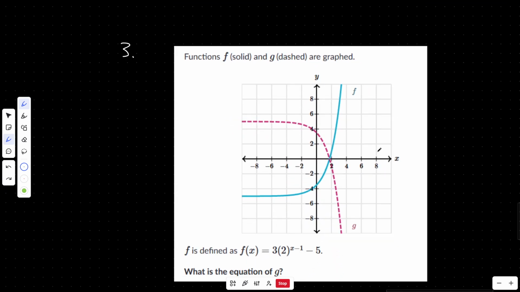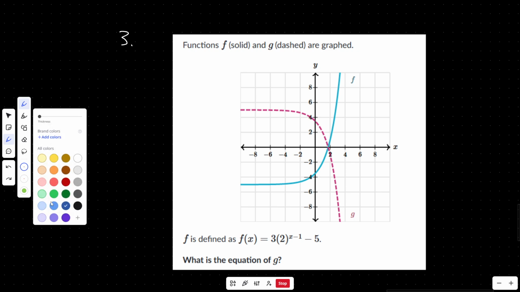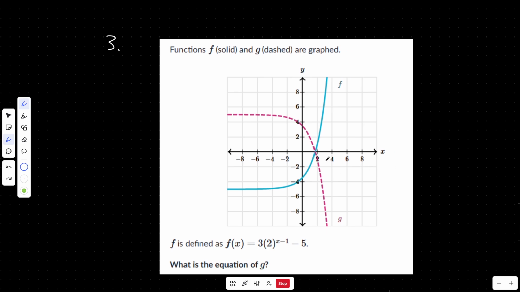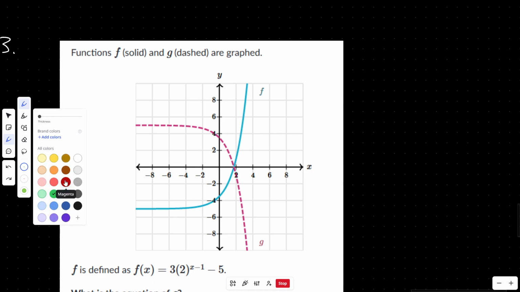So question 3. The functions f, solid, and g, dashed, are graphed. So there they are. F is defined to be this function, and what is the equation of g? In order to solve this problem, we have to figure out what transformations are applied to g. And it looks like I'm seeing a vertical reflection here because all our values are being vertically reflected. Because for f, this point normally is at -8, -5. It's now at -8, 5. So we have a vertical reflection. Let me write that in. I'll use a different color here.